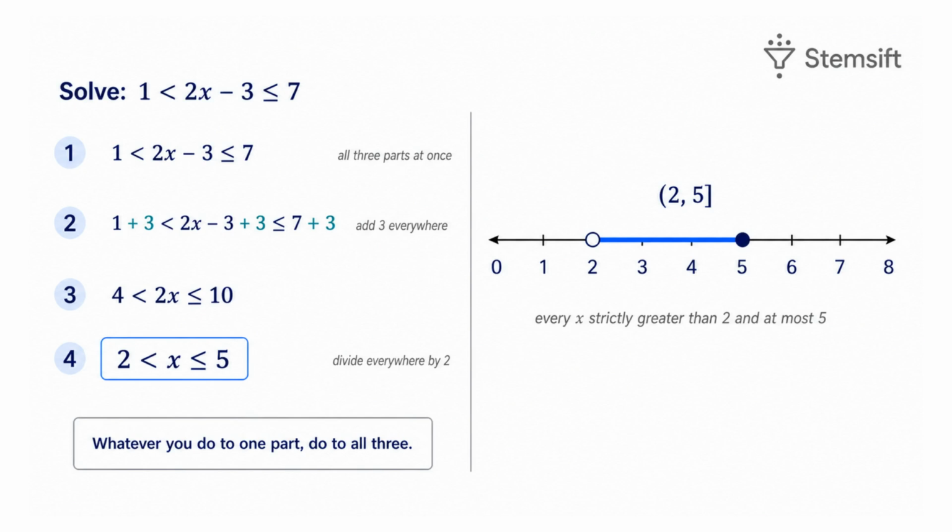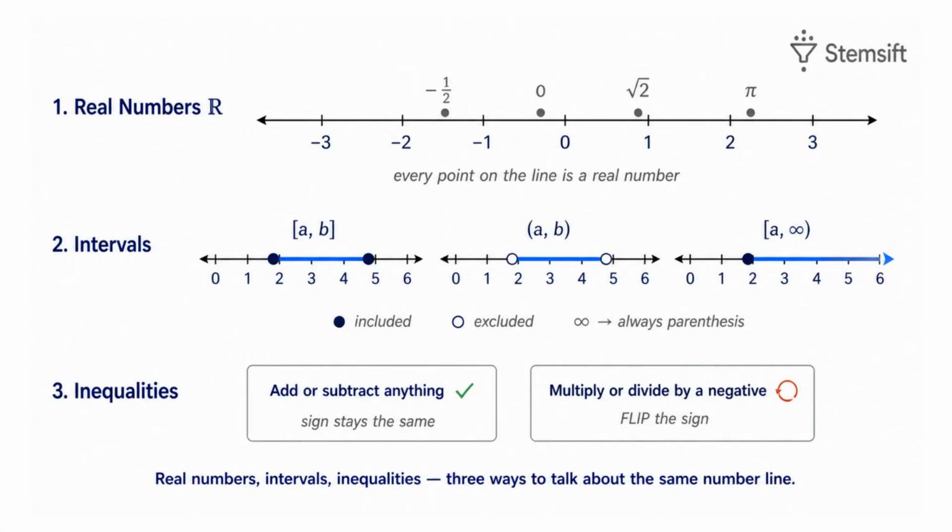So now we've got the toolkit. Real numbers, intervals, inequalities, and how they all connect. Let's tie it all together. All right, let's pull it all together. First, the real numbers. Every point on the number line corresponds to a real number, and every real number sits at exactly one spot. That includes the integers, the rationals, and the irrationals, like pi and square root 2. The whole line, R, is one continuous gap-free set.